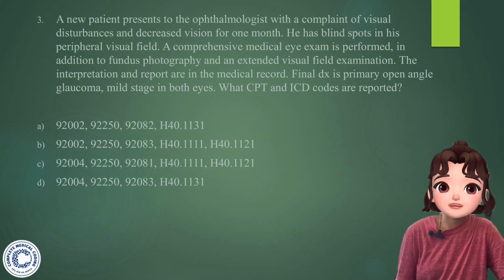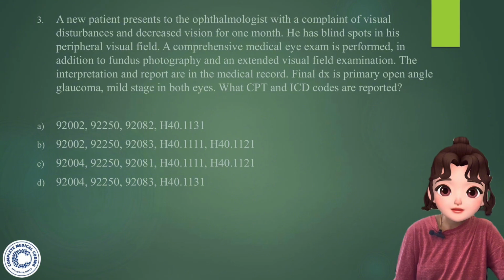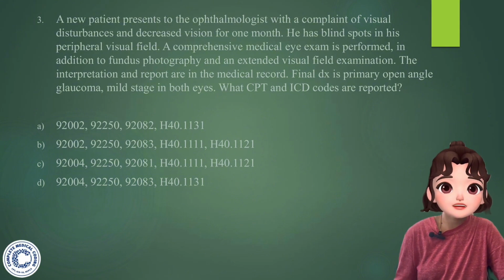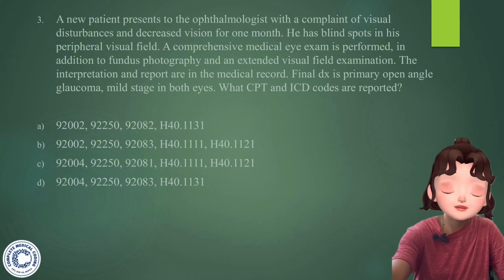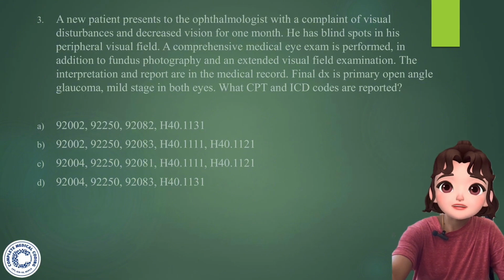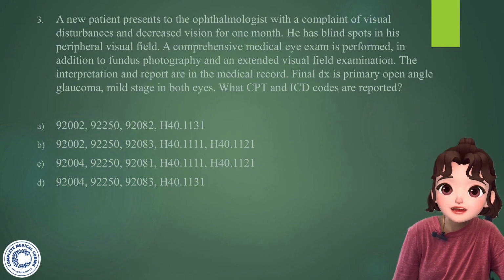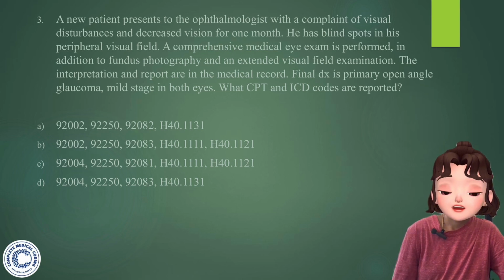So here, since the final diagnosis is written directly, you can first go for the ICD code, and the ICD code is easy to find. Because there are 3 procedure codes that you have to find out, you can first directly find the ICD code. So let's find the ICD code for primary open angle glaucoma, mild stage, both eyes. So what is the first diagnosis?